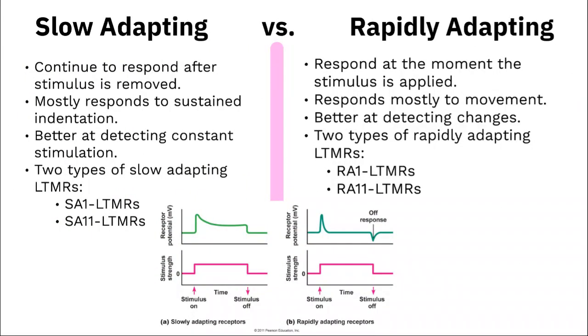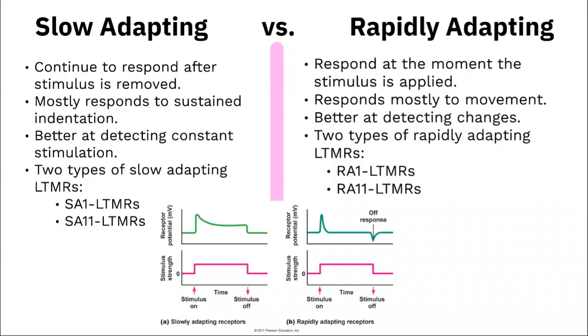There are slow adapting and rapidly adapting mechanoreceptors. Slow adapting receptors continue to respond to the stimulus after it is removed, and are better at responding to constant stimulation or sustained indentation. There are two types of slow adapting LTMRs, slow adapting 1 and slow adapting 2.